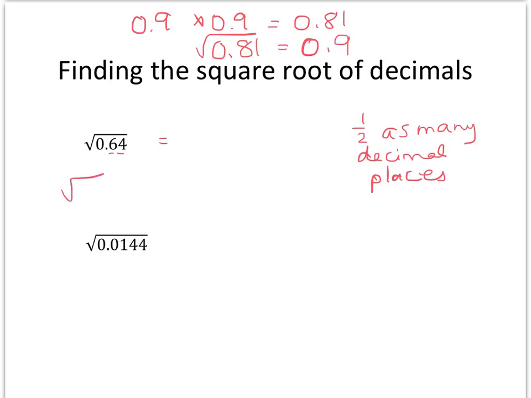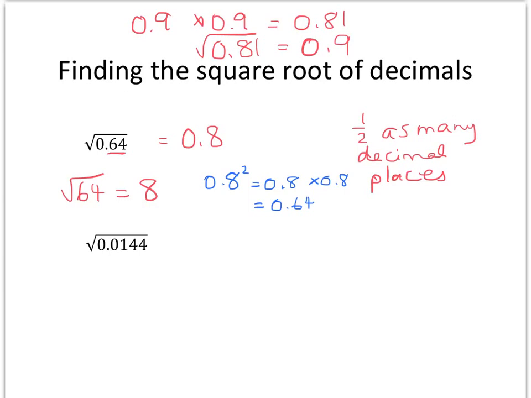So think of this as a whole number first. The square root of 64 gives us 8. Okay, and because I've got 2 decimal places in my question, I'm going to take half of that. I need 1 decimal place in my answer. So my answer is 0.8. And we can check that we're right by squaring 0.8. 0.8 squared is 0.8 times 0.8, which is in fact 0.64. Okay, so we can check by going backwards.